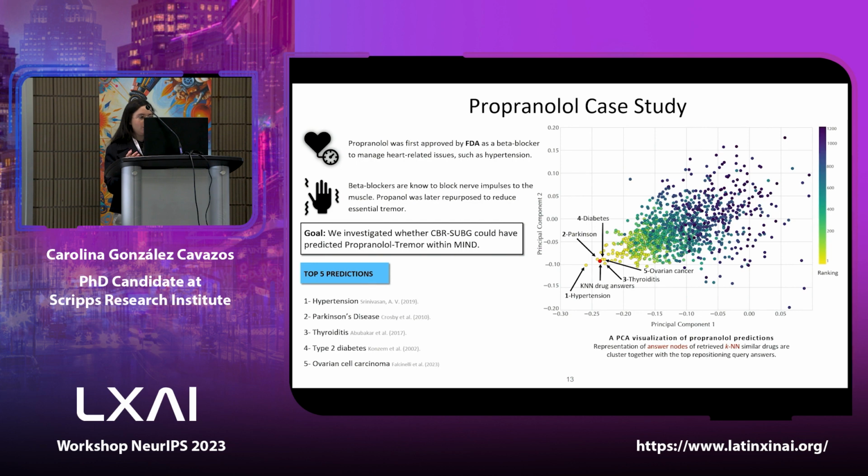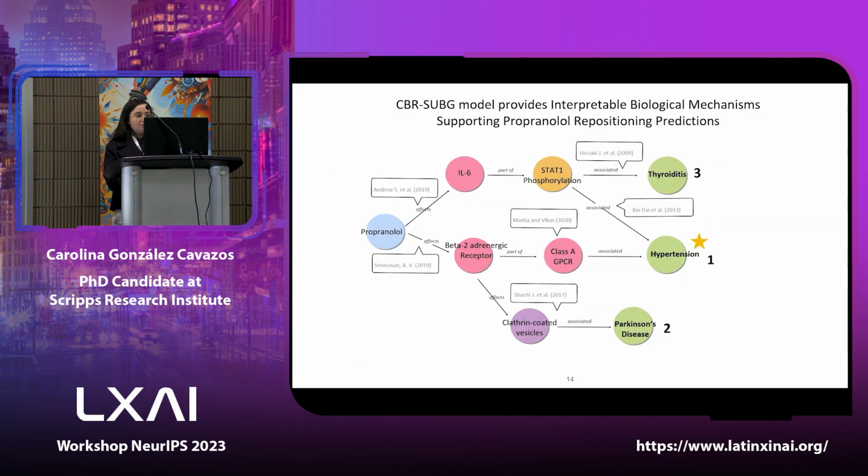We carefully curated all the other top 5 predictions, just to make sure that propranolol was actually studied for all of them. And then, as I was mentioning at the beginning, case-based reasoning has the ability to provide interpretable biological explanations. For this, I'm showing propranolol and the top 3 predictions. So we see hypertension, Parkinson's disease, and thyroiditis. All the biological intermediates were carefully curated as well. But I think what is interesting to see over here is that the biological intermediates for hypertension, which is the approved indication, are also shared with all the other predictions that the model made.